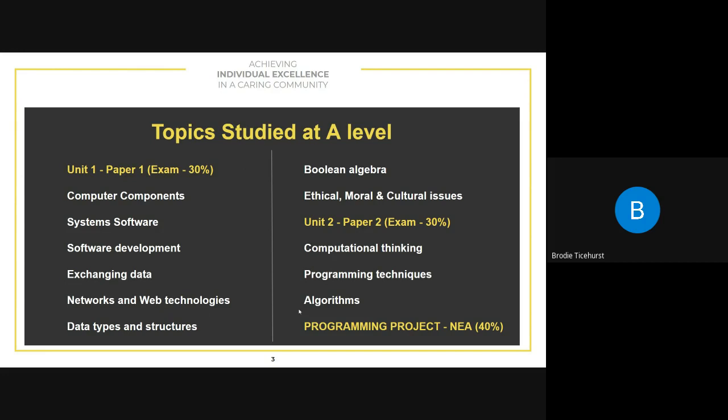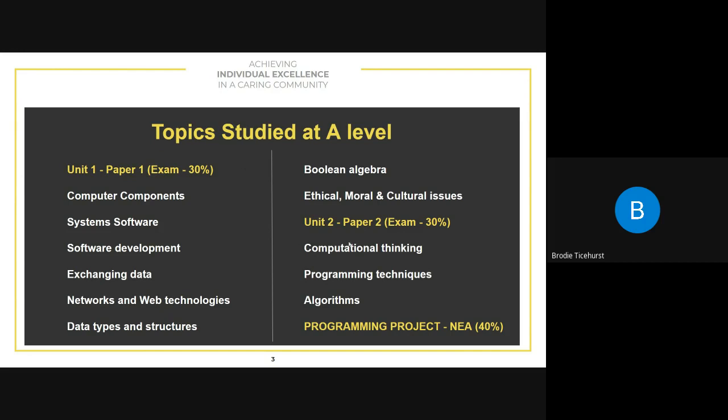Boolean algebra, we look at how we can use logic gates and some engineering theory to evaluate and create very complex logical systems. And we wrap up the unit by looking at ethical, moral, and cultural issues, essentially, how computer science has affected the world at large in a variety of different ways.